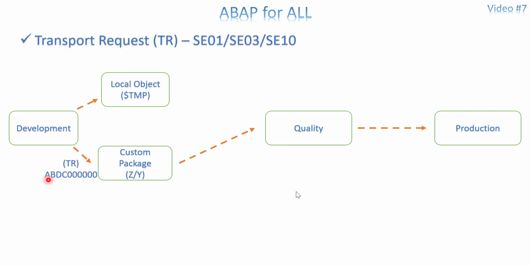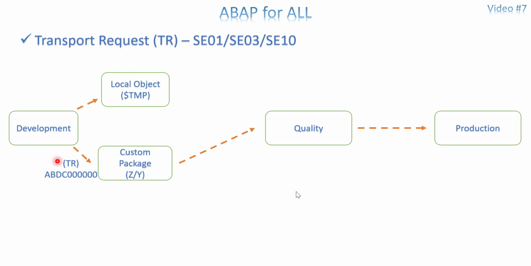So mostly this is the combination: 4 alphabets and a 6-digit number. It's 10 characters, and this is nothing but a transport request. Another technical term we call it is change request. So we can say CR or TR, change request or transport request, both are the same.